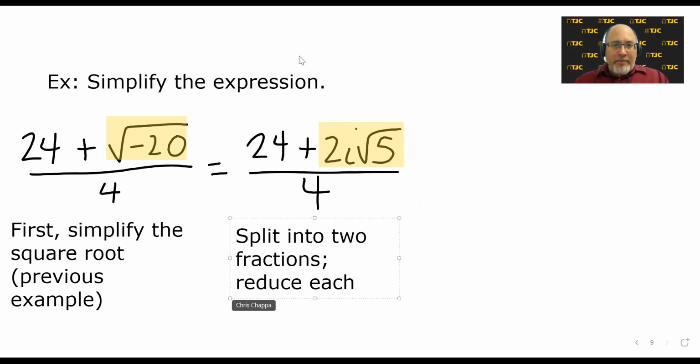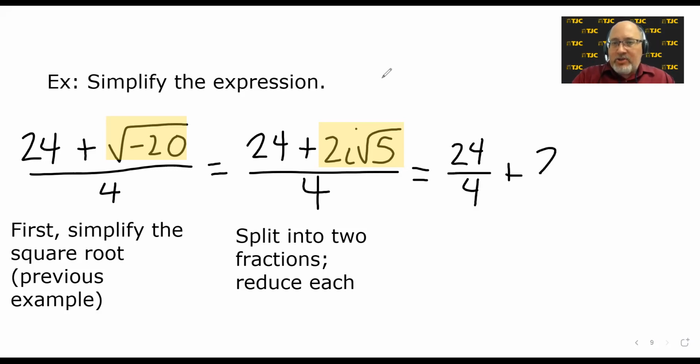All right, so what do I mean by split into 2 fractions? Well, it's kind of doing the rule for adding fractions in reverse. The rule for adding fractions is get a common denominator and combine the numerators. It looks like that's already happened, so I'm going to split it back apart. 24 over 4 plus 2 square root of 5 over 4. Oh no, I forgot my i. Well, I didn't. But now that it lives in its own fraction, I'm just going to stick it out to the right. Because remember, normally we put the i after something, and in this case, we did it there.